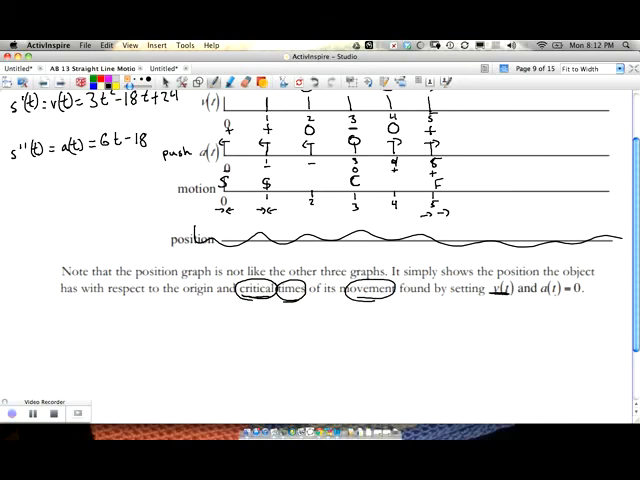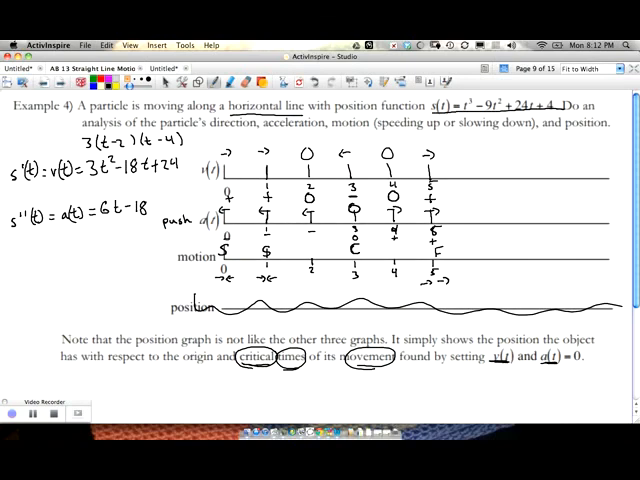Okay, so this is the end of part 1. We're going to start part 2 to wrap this up when we get into vertical motion. But this was horizontal. Tune in to part 2.